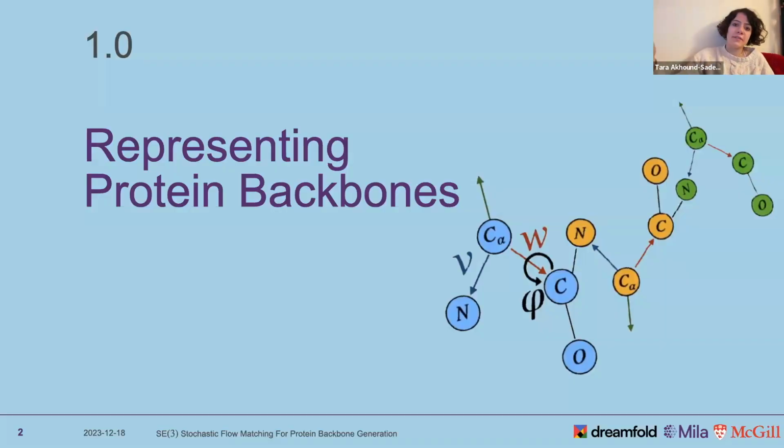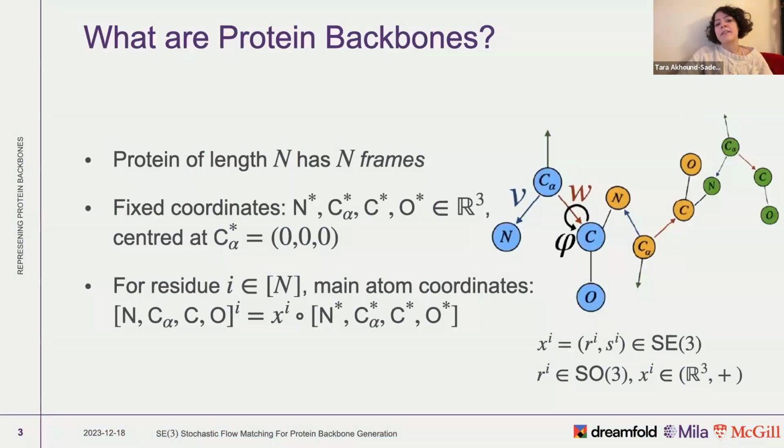So first, why is the paper called SE3 flow matching, and how can we represent protein backbones? The idea is that a protein of length n has n residues, which are composed of four heavy atoms that are connected via covalent bonds. These are the N, C alpha, C, and O atoms. We can represent these proteins by parameterizing them by a collection of n orientation preserving rigid transformations, or what we call frames.